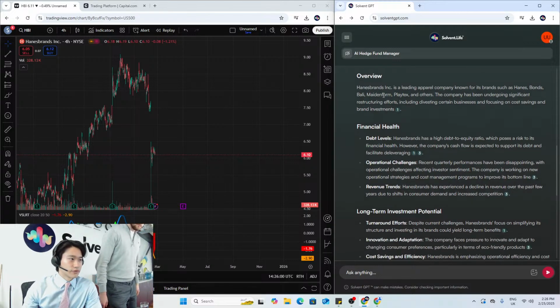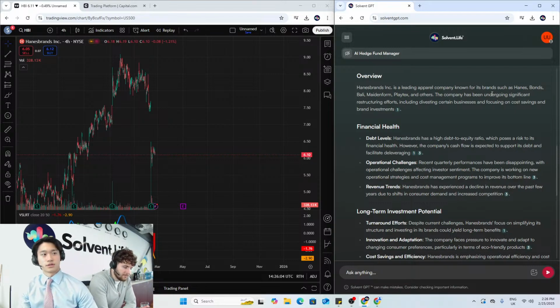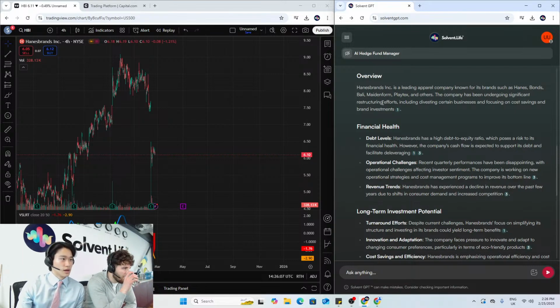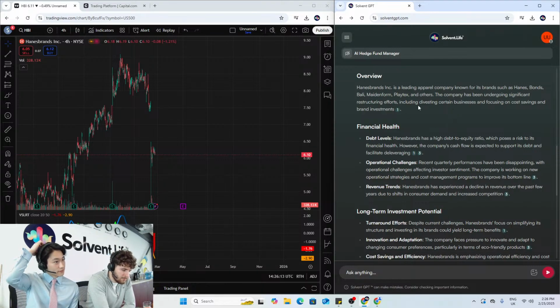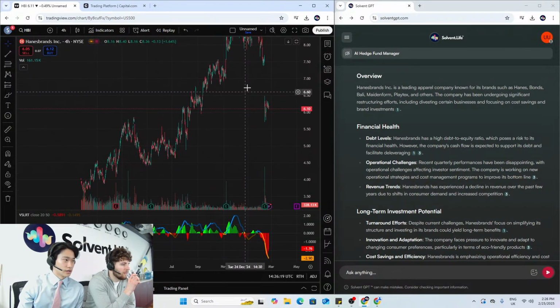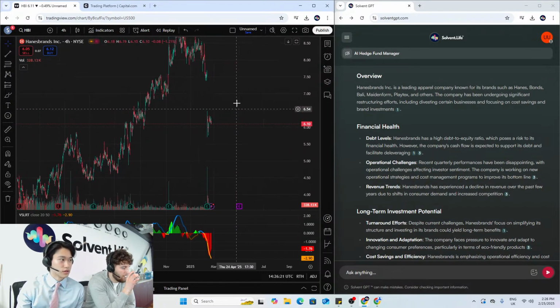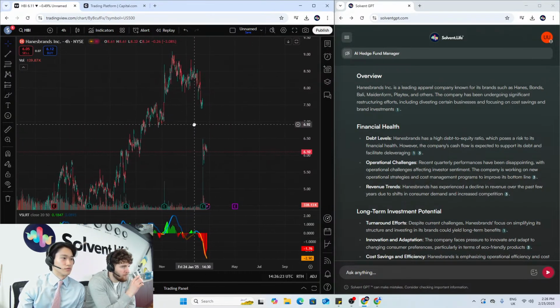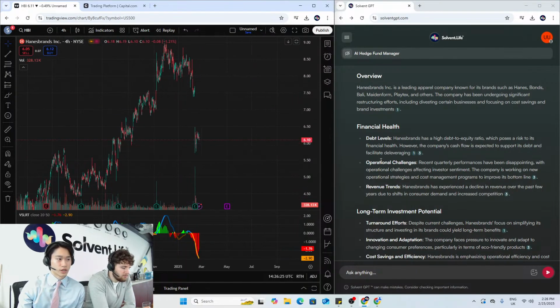But here we have an overview. So they're a leading apparel company known for its brands such as Hanes, Bonds, Bali, Playtex, and others. The company is undergoing significant restructuring efforts. So that's a good sign for an investor because it means that they're in the slumps right now, $6, but they're going through restructuring. It's what you want to hear when a company is underperforming.